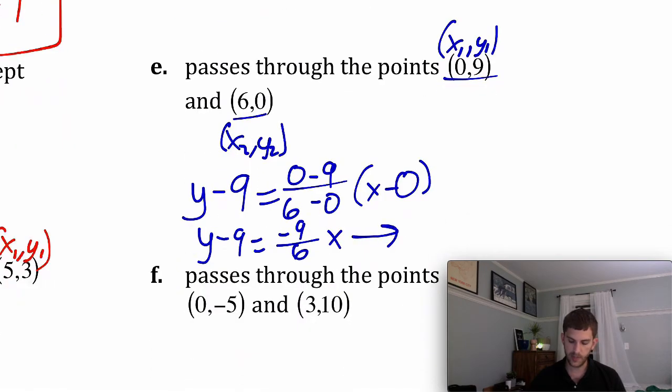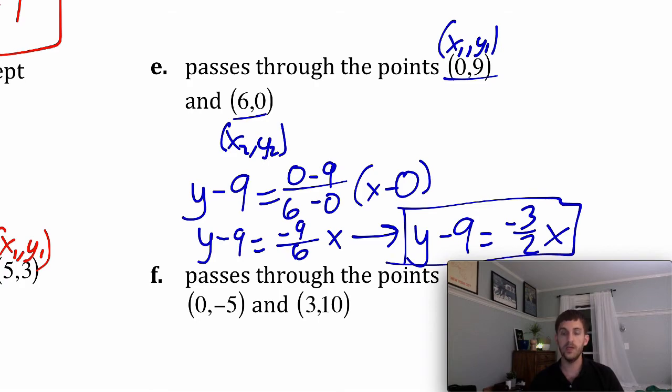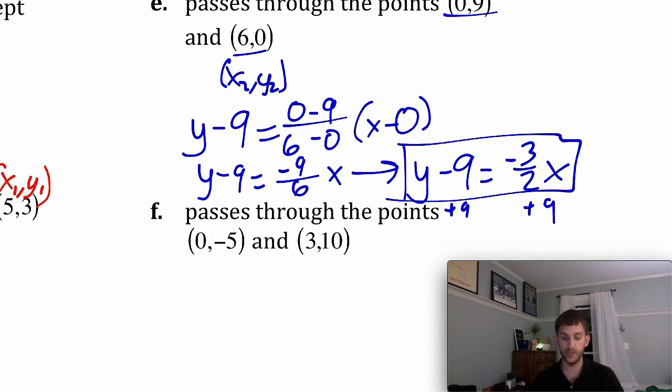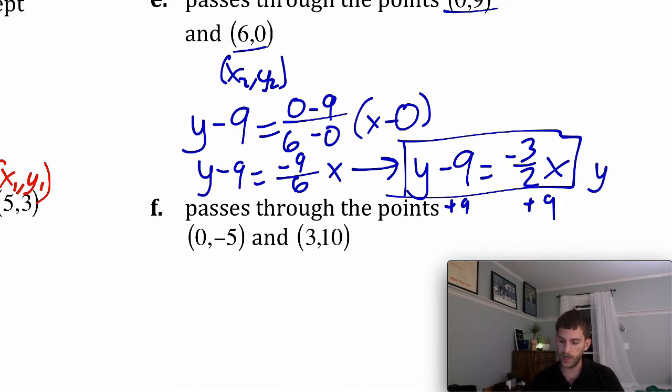So if we clean this up a little bit, we have y minus 9 equals negative 9 divided by 6. Both 9 and 6 have a common factor of 3, so we can divide them both by 3. We end up with negative 3 over 2 times x. This is one way you can write this equation. If you want, you could add 9 to both sides and make it into slope-intercept form, which would give you y equals negative 3 over 2 x plus 9. That's another way to write that same answer. So there are multiple ways of writing these same answers.